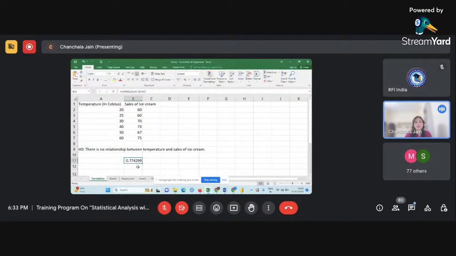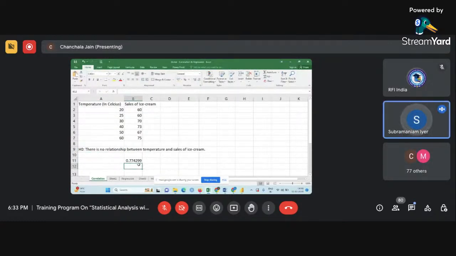So can anyone tell me what would be the interpretation here of this 0.77? These two factors are highly correlated. Yes, these two variables are highly correlated, right? And that correlation is approximately 77%. So that means approximately 77% relationship is there between the two variables, right? We will have to create a null hypothesis also here. I think this is the null hypothesis only, ma'am.